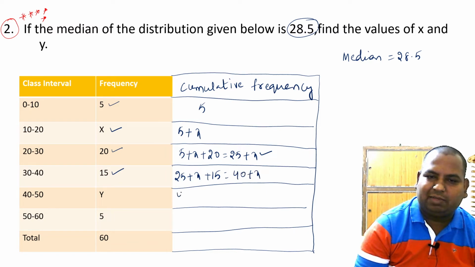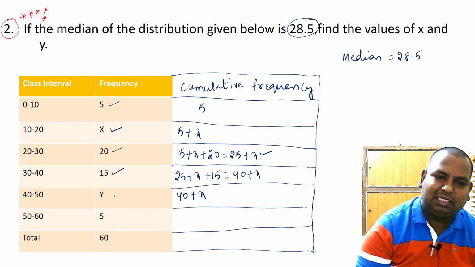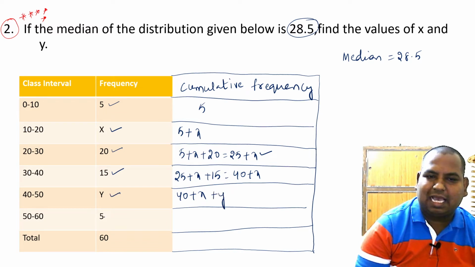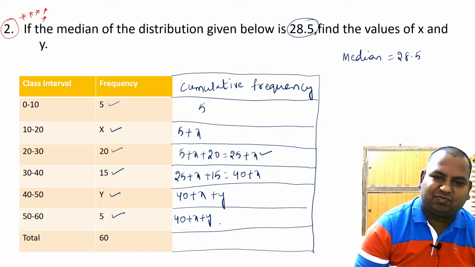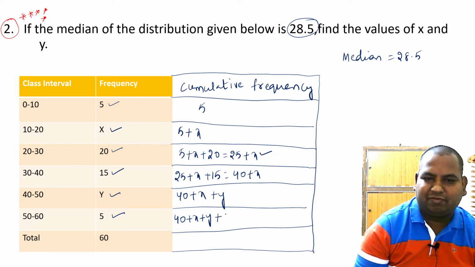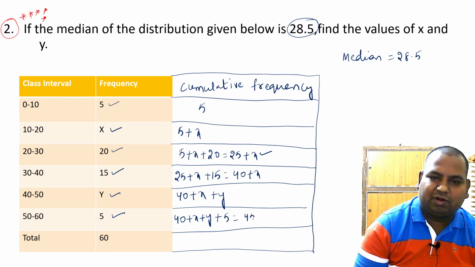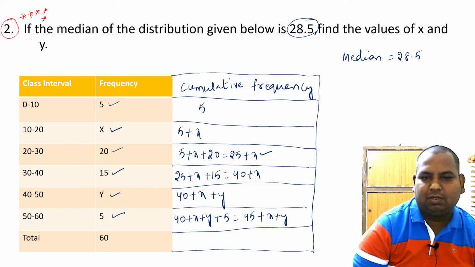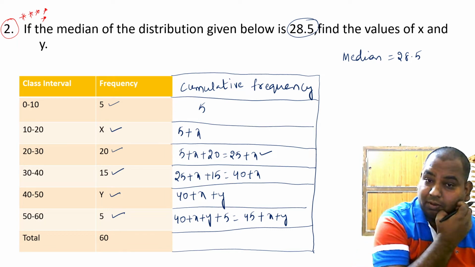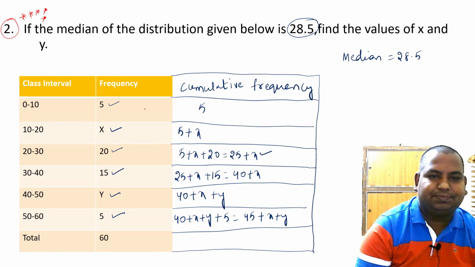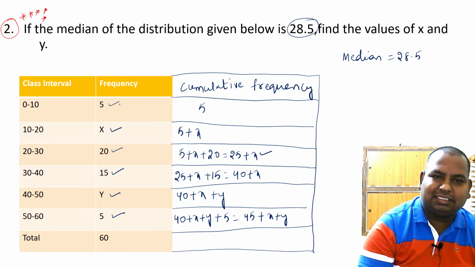Next, adding 40 plus x to the next frequency, that is y. So we'll add plus y here. Next, adding 40 plus x plus y to the next frequency, that is 5. So we'll add 5 here. We are going to get 45 plus x plus y as the final cumulative frequency. So second step completed.